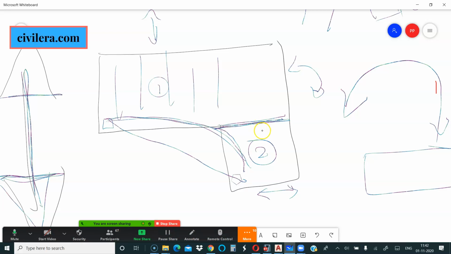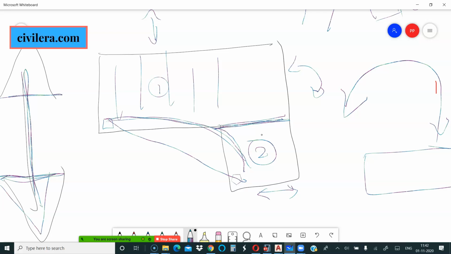Now there are many other reasons for having joints. Expansion joint is a reason for expansion. Contraction is a requirement for having joints, but that's for a different purpose. Here I'm talking about configuration purpose.